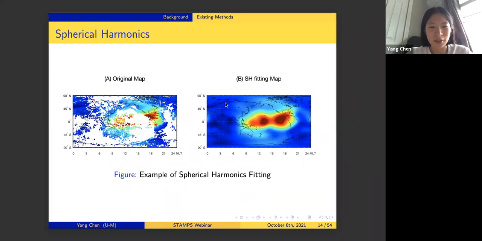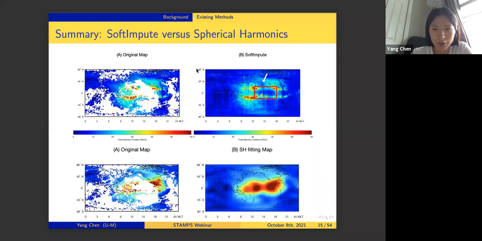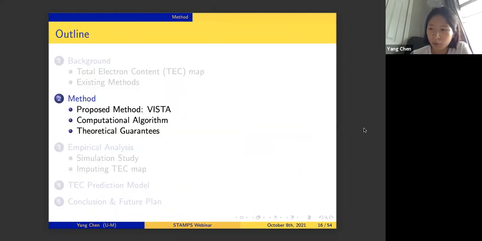So the lesson that I want to draw from using those two default methods, coming from either the field of statistics or the field of space science, is that the method could make a mistake on both sides. It might overfit some of the regions, or create artificial structures, or it might overly smooth a lot of the global regions. So those are not desirable. And that adds more motivation for us to develop our own methods to impute the total electron content maps. Here is just a recap of what we can achieve with soft impute and what we can achieve with spherical harmonics fitting. And essentially, finally, we want to come up with something in between. So that comes to our proposed method, which we call the VISTA method.